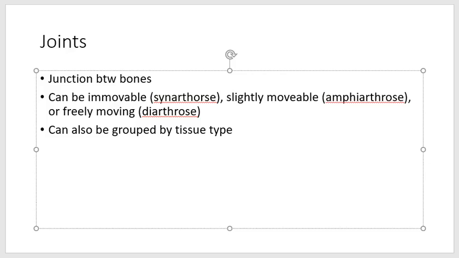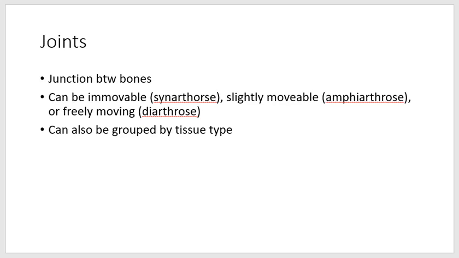Alright, as promised, we're going to work on joints and movements today. So you're going to have a joint between any two bones, right? These joints can be immovable, which is called synarthros. Syn means same, and arthros means joint. And so with your immovable joints, it's saying that this acts like one bone, right?